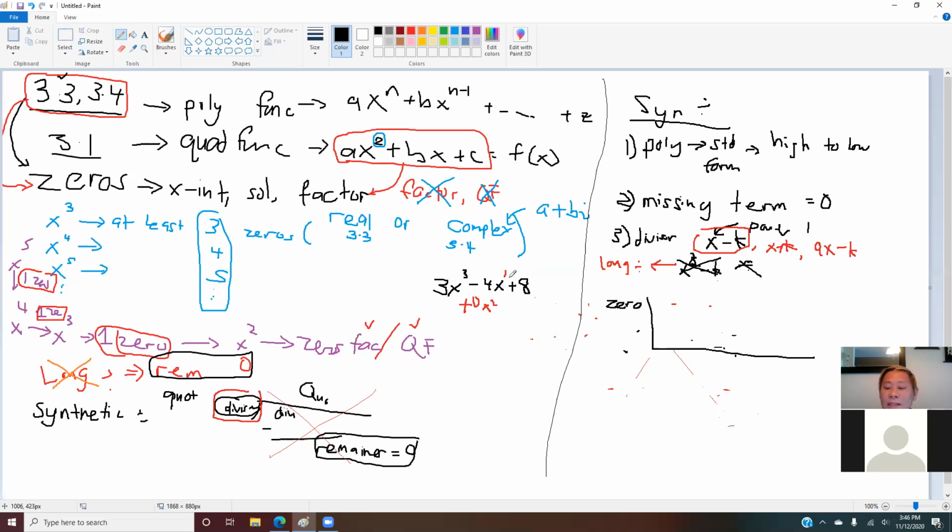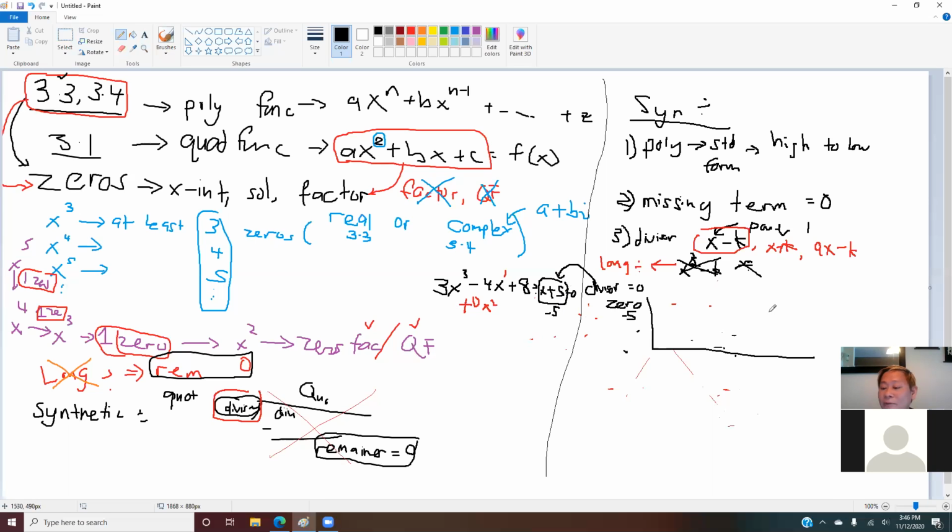And your 0 is taking your divisor and making it equal to 0. So for example, let's say you want to divide this by x plus 5. This x plus 5 is your divisor. So what you do is you make it equal to 0 and solve for x, and you get -5. So your 0 in this case is -5. This is how we do this case.